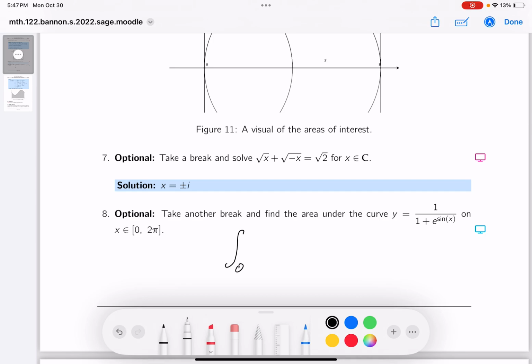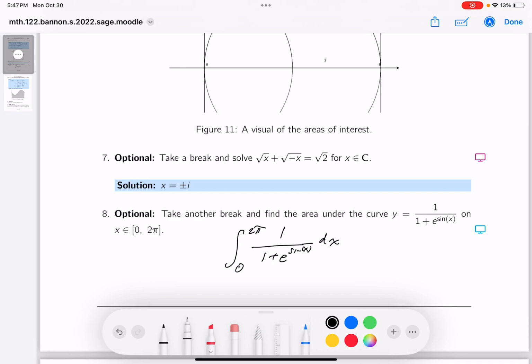So it's 0 to 2 pi, and then I saw 1 plus e to the sine of x dx. And that's what I saw. And then I figured, how do you do that? I took a few attempts at it. The first thing I said was, I wonder if U substitution works. Really unlikely, but you give it a shot, see if you see something, but I didn't see anything.